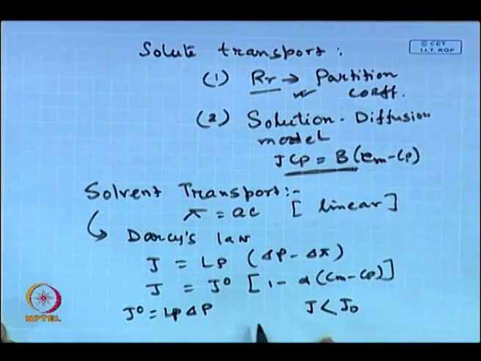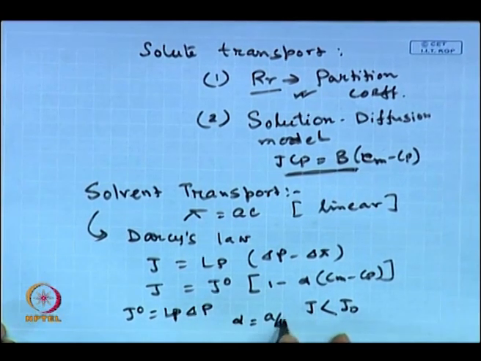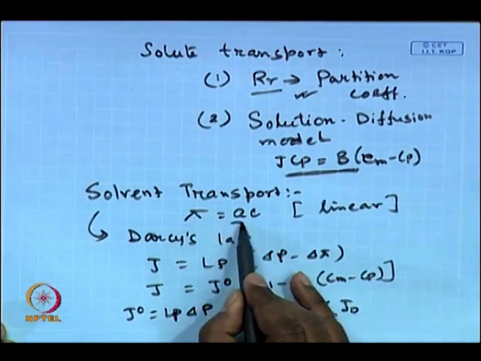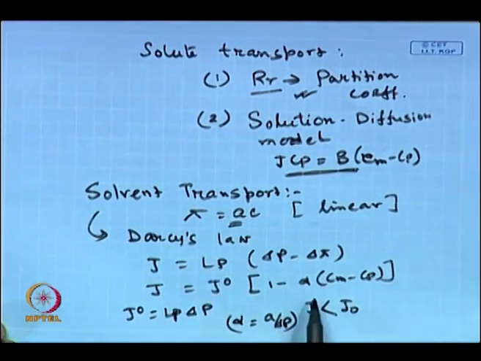And what is alpha? Alpha is nothing but A times delta p. What is A? A is the osmotic coefficient, since you have taken delta p common. So, alpha is nothing but A by delta p. So, alpha is a non-dimensional osmotic coefficient.